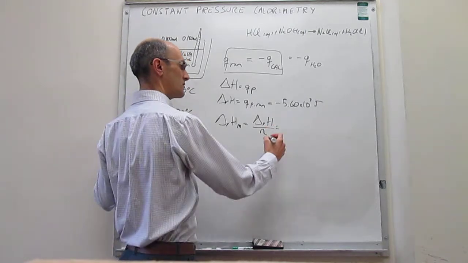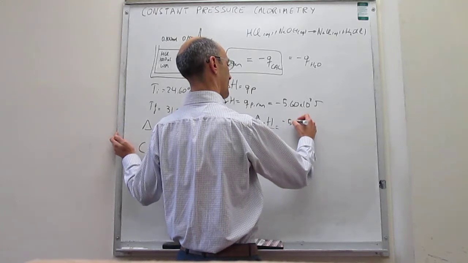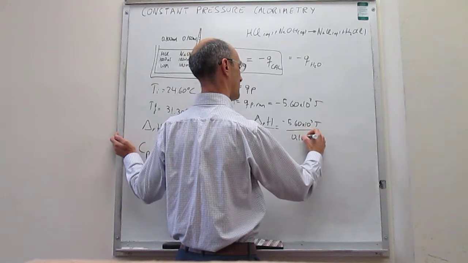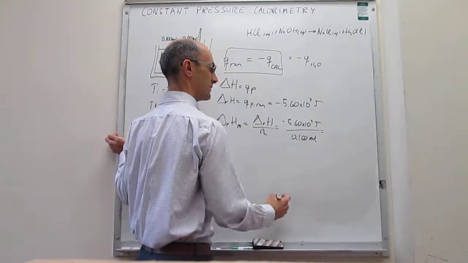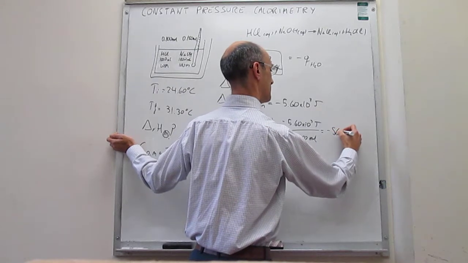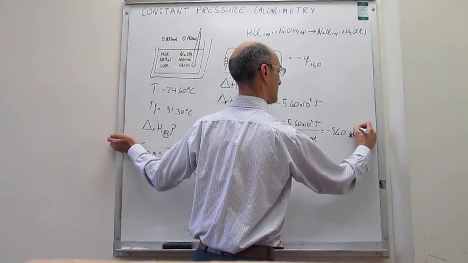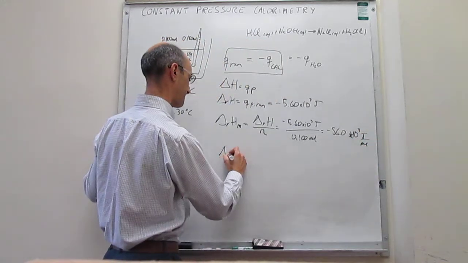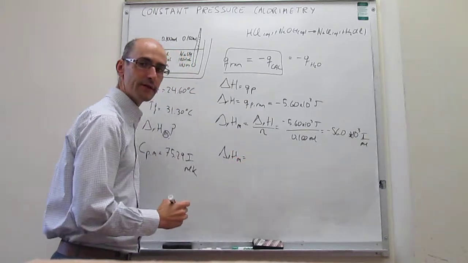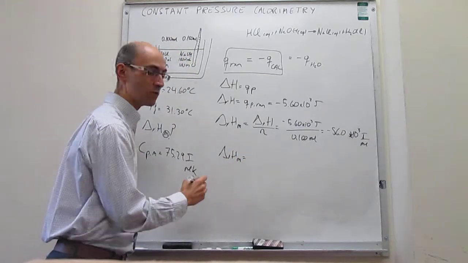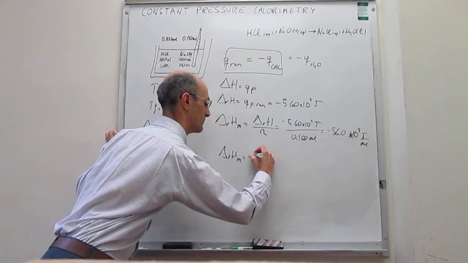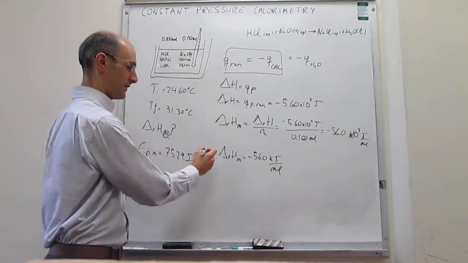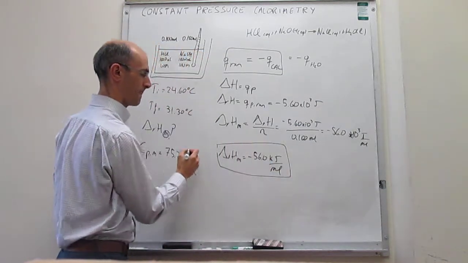So then our final calculation would be minus 5.60 × 10^3 joules over 0.1 mole, which is going to give us minus 56.0 × 10^3 joules per mole, or the preferred unit of energy when we calculate reaction enthalpies will be kilojoules per mole. This will be equal to minus 56.0 kilojoules per mole. That is your final answer for this problem.